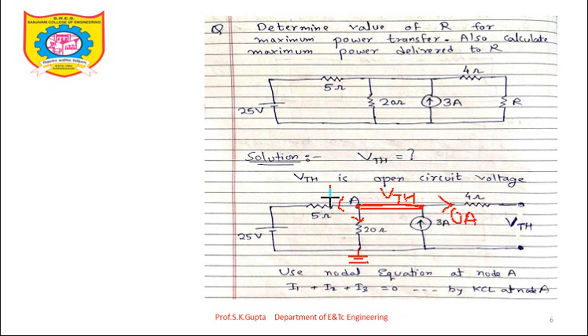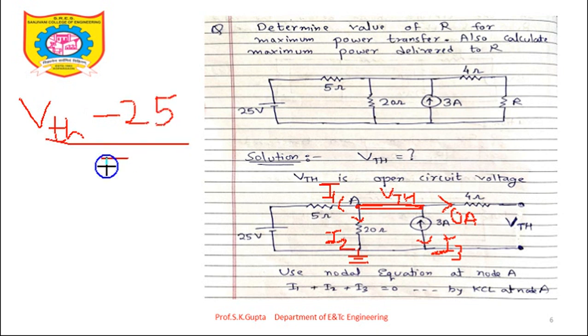Now what is value of I1? This is I1, this is I2, and this is nothing but I3 current. So what is value of I1 current? Voltage minus voltage divided by resistance. So voltage here is VTH. So VTH minus 25, divided by resistance, and resistance is 5, plus I2 current, voltage minus voltage, VTH minus 0 divided by resistance is 20 ohm.